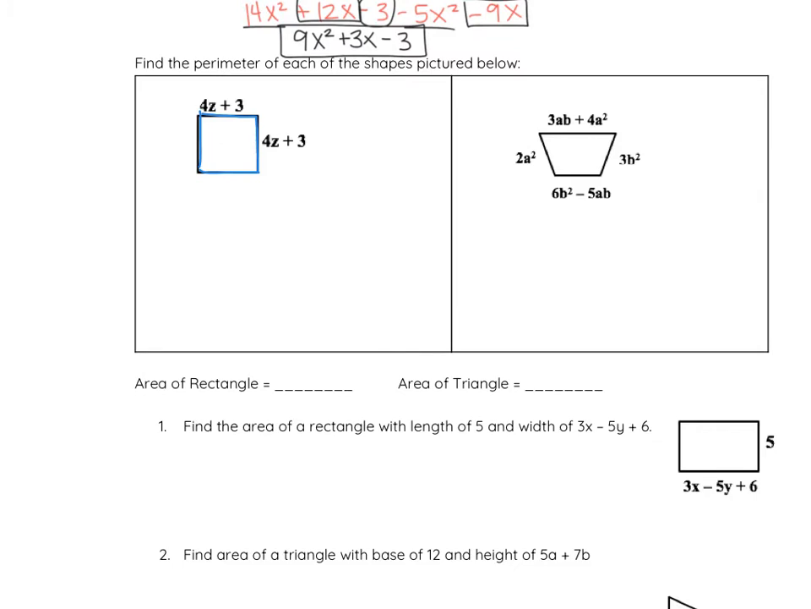So there are actually 2 different ways that we're going to do this problem, and I'm going to show you both of those ways. The first way is just go around and add each side, right? Perimeter is the outside piece, if we have forgotten that.